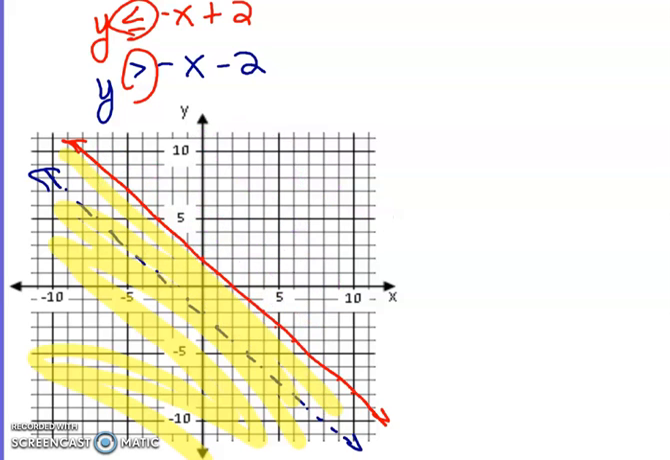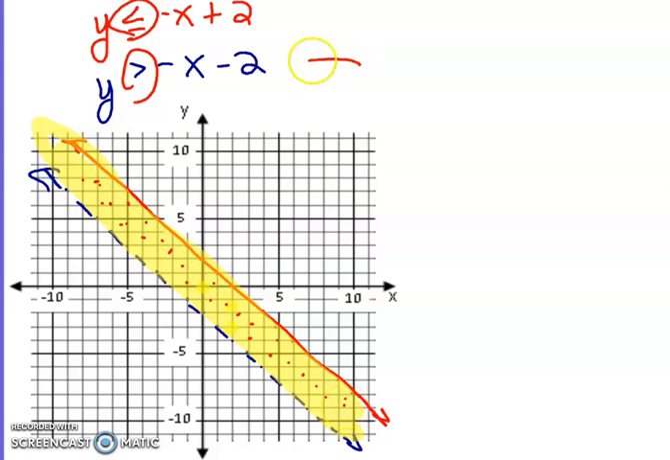So the final result would look like the shaded area in between. That is what I'm looking for on this. And what that means is every point inside of here, every point between these two lines, would actually work on this and would actually work on that at the same time. That's what that means.